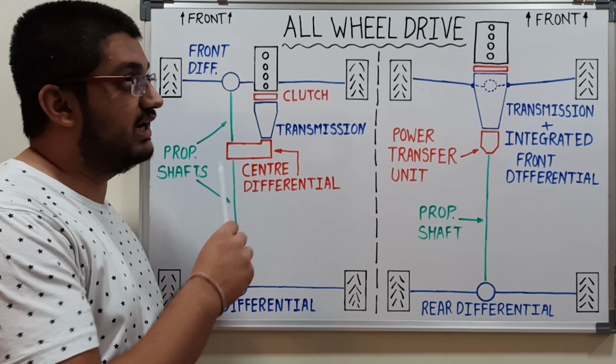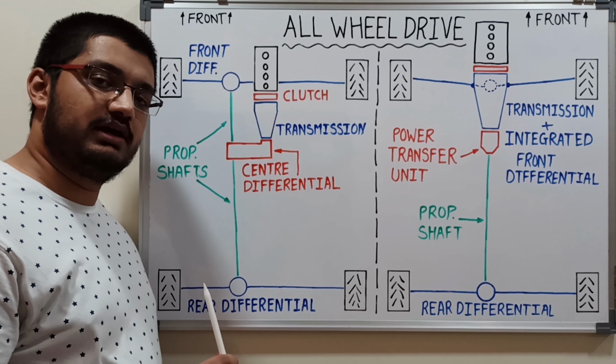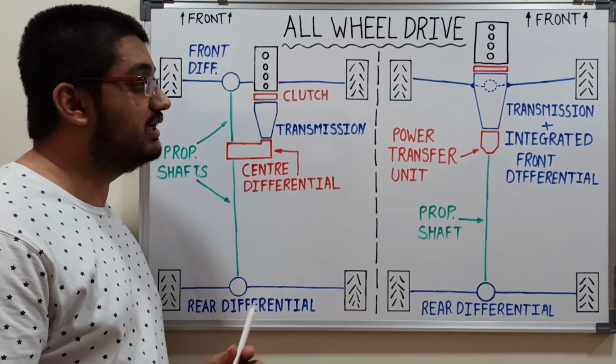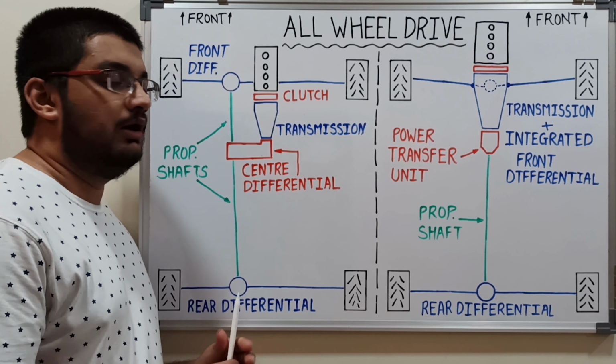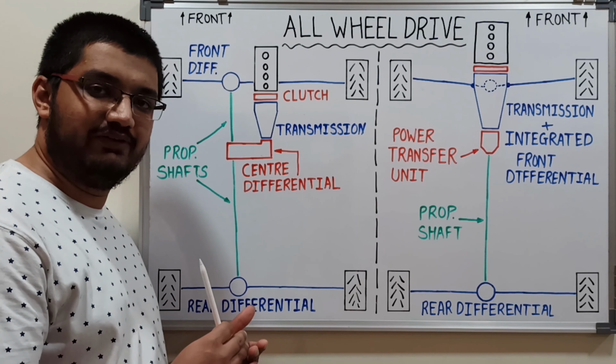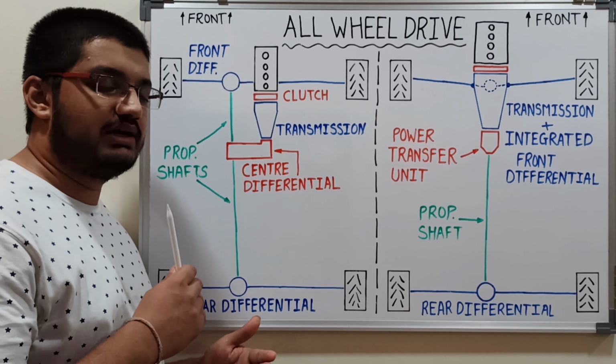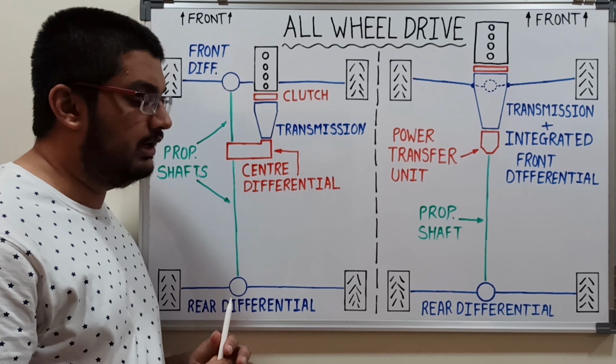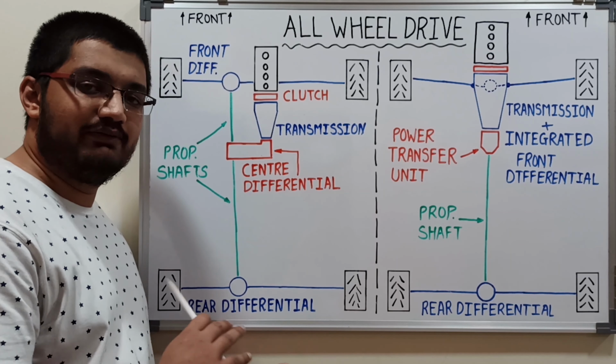Okay, so before starting with the all-wheel drive layout, let me clear out one thing. There is a difference between the four-wheel drive and all-wheel drive layout. And what is the difference? In four-wheel drive, which axles are propelled or driven is in the driver's control. Like, the driver can switch between two-wheel drive and four-wheel drive if at all it is switchable. But in all-wheel drive, it is not in the driver's control.